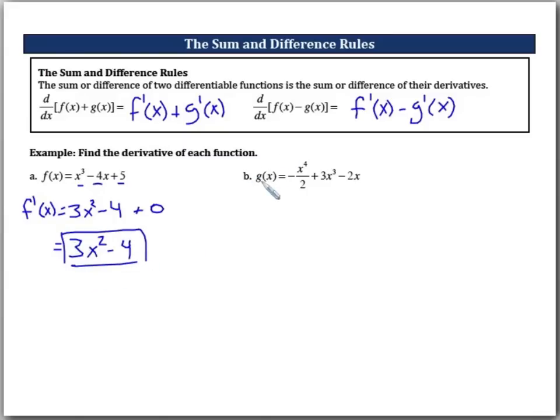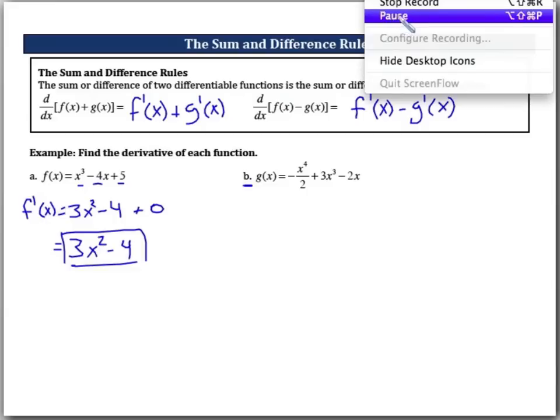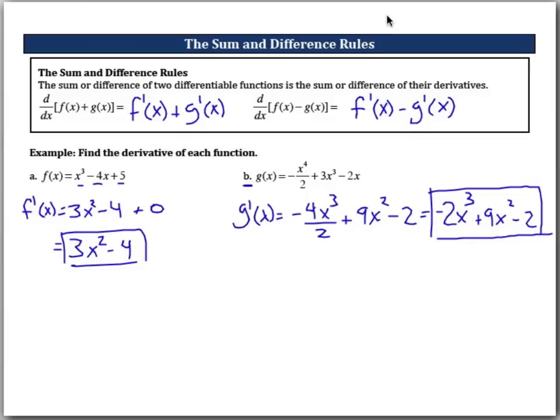Okay. I want you to try letter B on your own. Pause the video and you can come back and check your work. Alright, welcome back. You can check your work right here. Hopefully you're getting the hang of using the power rule.